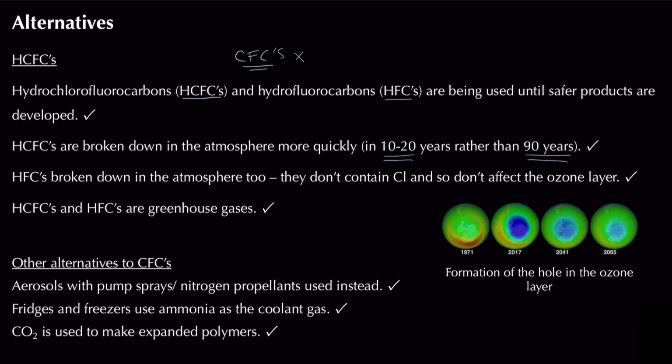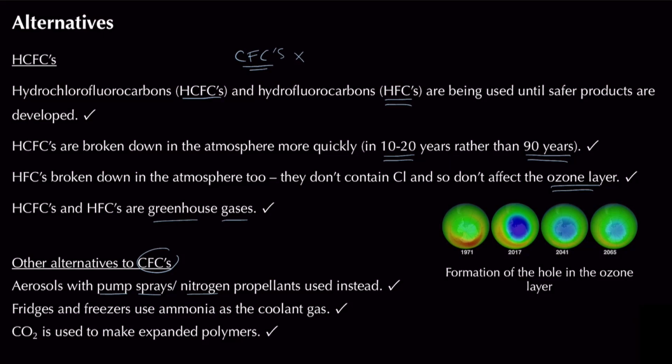Another alternative is going to be HFCs, where we don't have any chlorine in there whatsoever, and we have just hydrogen, fluorine, and carbon, and these aren't going to affect our ozone layer. The only problem with both of these is that they're going to be greenhouse gases, and they contribute towards global warming. Some other alternatives for CFCs are mechanical systems like pump action sprays, where we can use changes in pressure to squirt something onto a surface. We can also use different propellant gases, something inert like nitrogen.